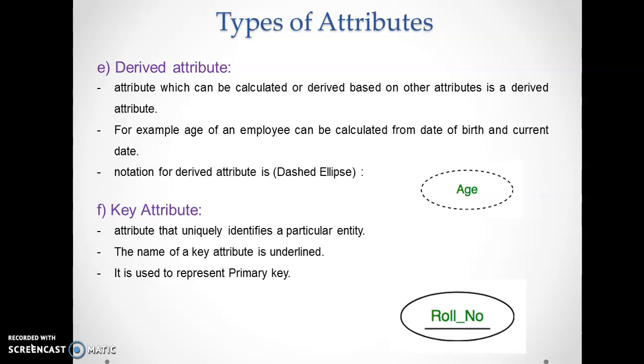Next attribute is derived attribute. Derived attribute means this is the attribute which can be derived, which can be calculated, which can be taken from another attribute.